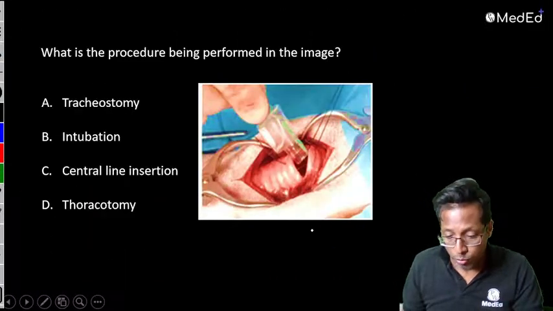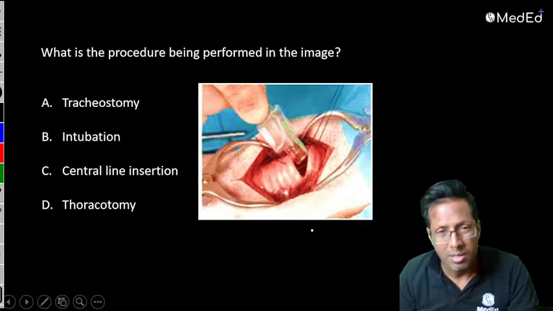Correct, guys? What is the procedure being performed in the image? Yes, simple question.